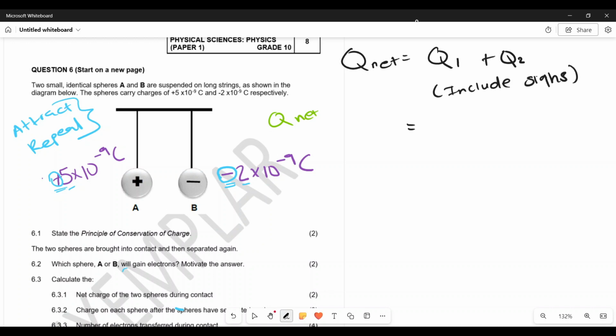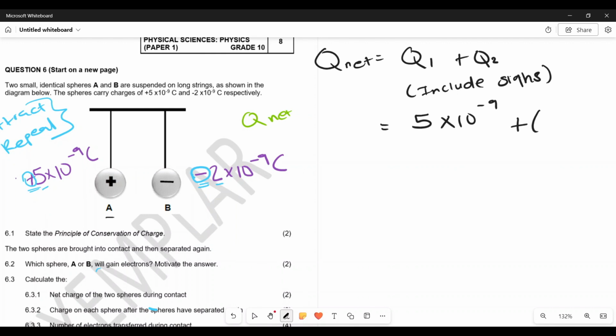So for this, Q1, let's say this is A, and Q2 is B. So our Q1 is 5 times 10 to the power negative 9, plus our Q2, which is negative 2. So this would be minus 2 times 10 to the power negative 9. Now adding these two, this would be the same as 3 times 10 to the power negative 9 coulombs.